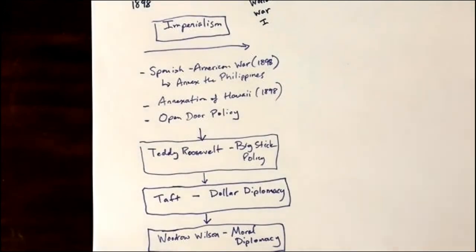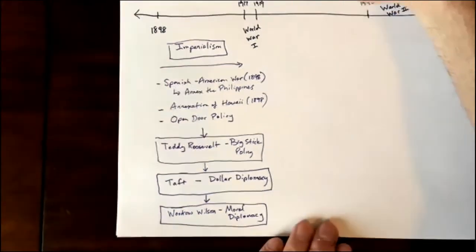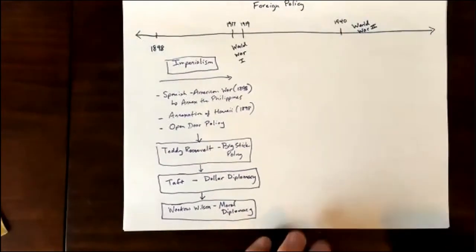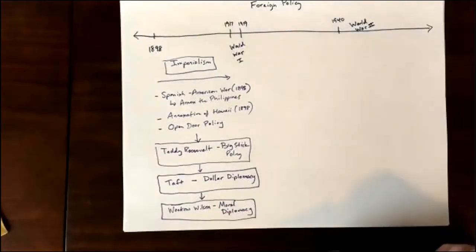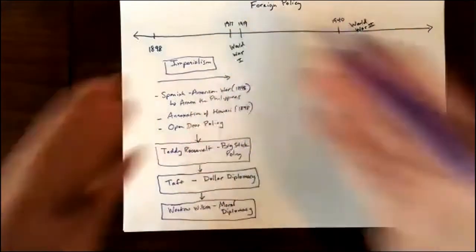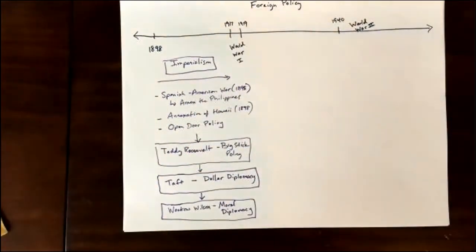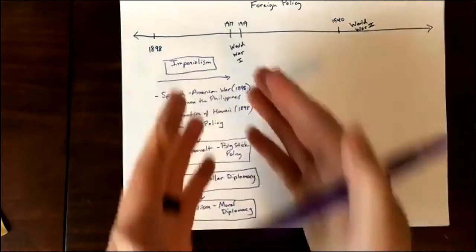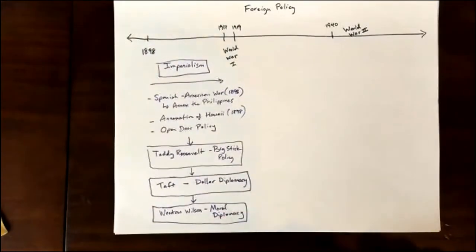Okay, so World War I is super influential in American foreign policy because we get involved in World War I, and World War I represents kind of the end of this era of imperialism, and also at the same time the start of a new era in foreign policy for the United States.